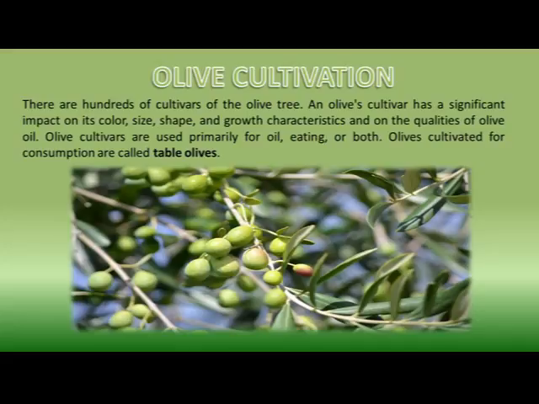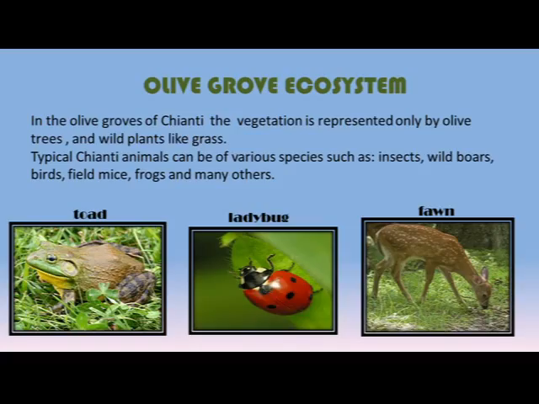There are hundreds of cultivars of the olive tree. An olive cultivar has a significant impact on its color, size, shape, and growth characteristics, and on the qualities of olive oil. Olive cultivars are used primarily for olive oil or wood. Olives cultivated for consumption are called table olives.